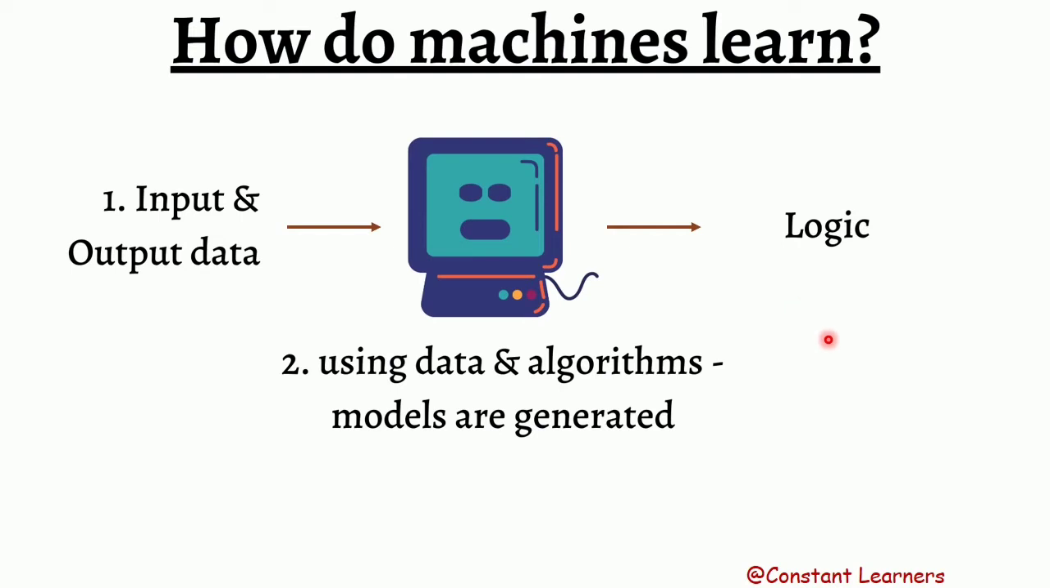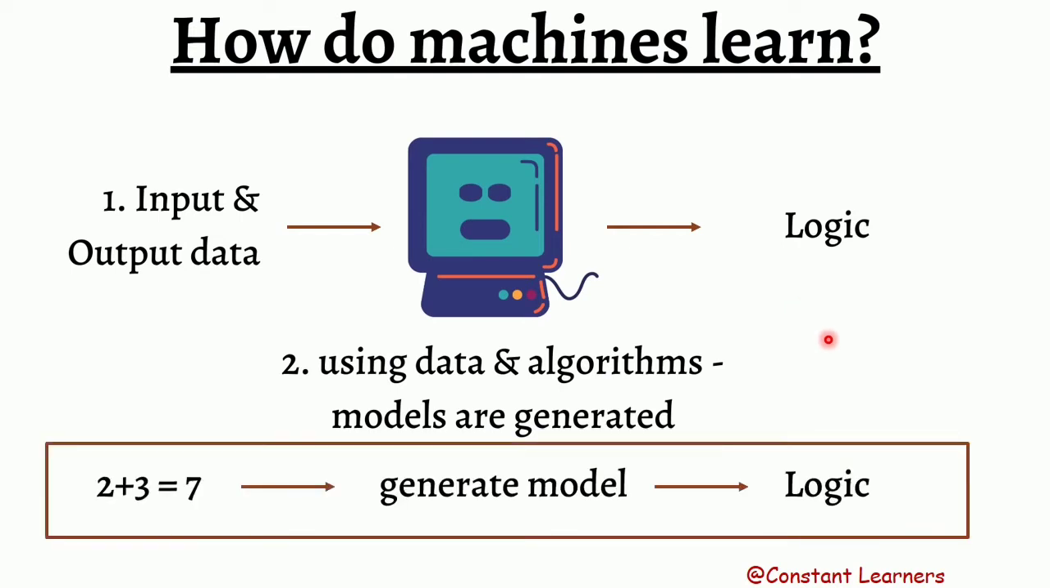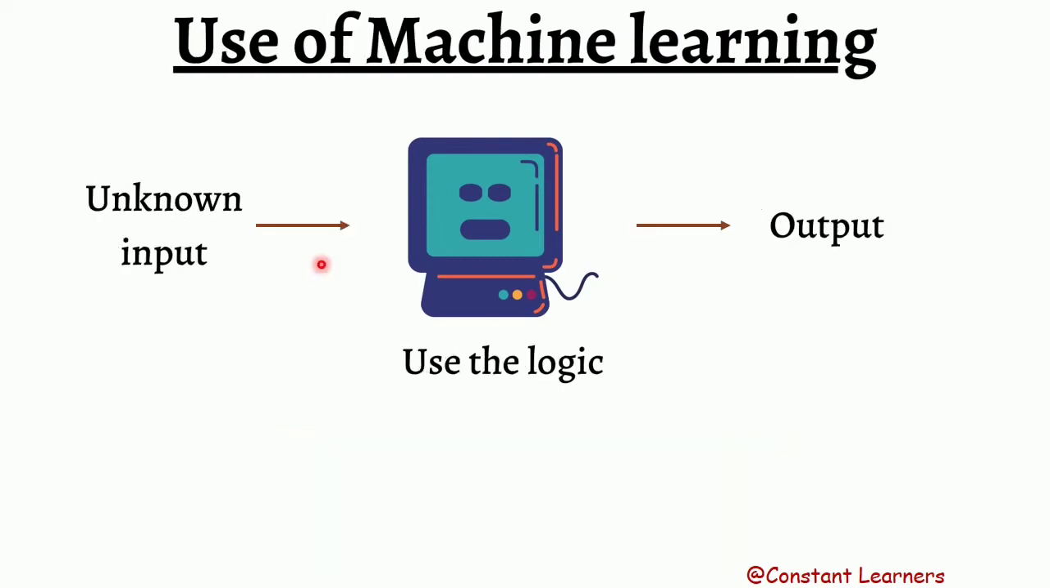Okay, for example, initially 2 plus 3 is equal to 7 is given as an input to the computer, and the data scientists use this data along with some algorithms to generate some models. Okay, and thus this model is used by the computer to generate its own logic. Now, what happens in the future when an unknown or new data is given as an input to the computer? The computer uses that logic that it has created with the help of data models to generate the output.